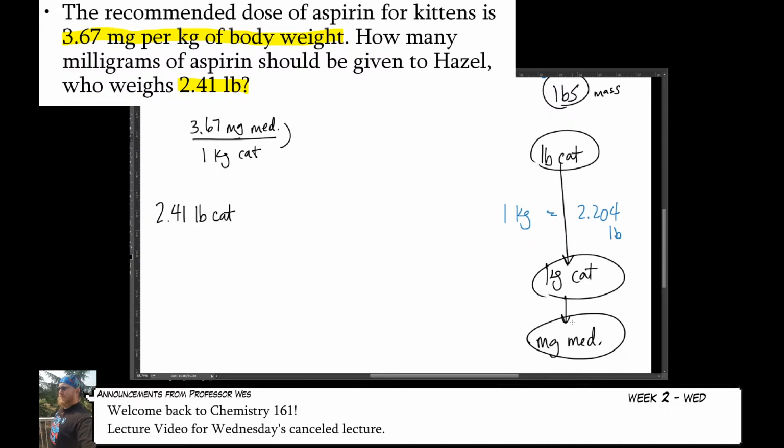This conversion right here depends on the safe dosage recommendations that a veterinary clinic will establish. So this is not a standard. I need to look this up. And so the conversion that I found was 3.67 milligrams of medicine for every 1 kilogram your cat weighs.